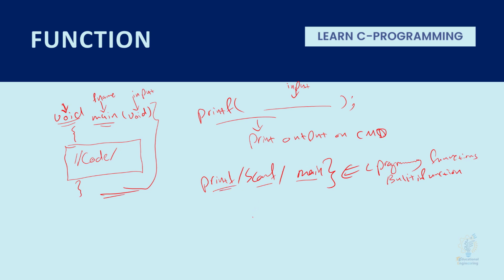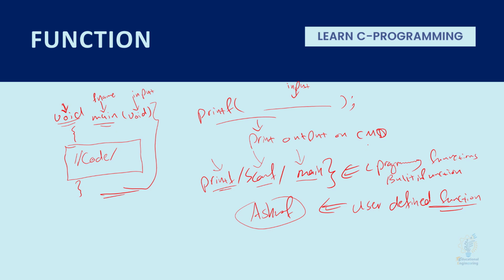But if you created a function, let's say that you call the function Ashraf, then this is called a user defined function. So anything that you create is called a user defined function. Anything that you use and it's already created by the C compiler or C programming language is called a built-in function or a C programming function.